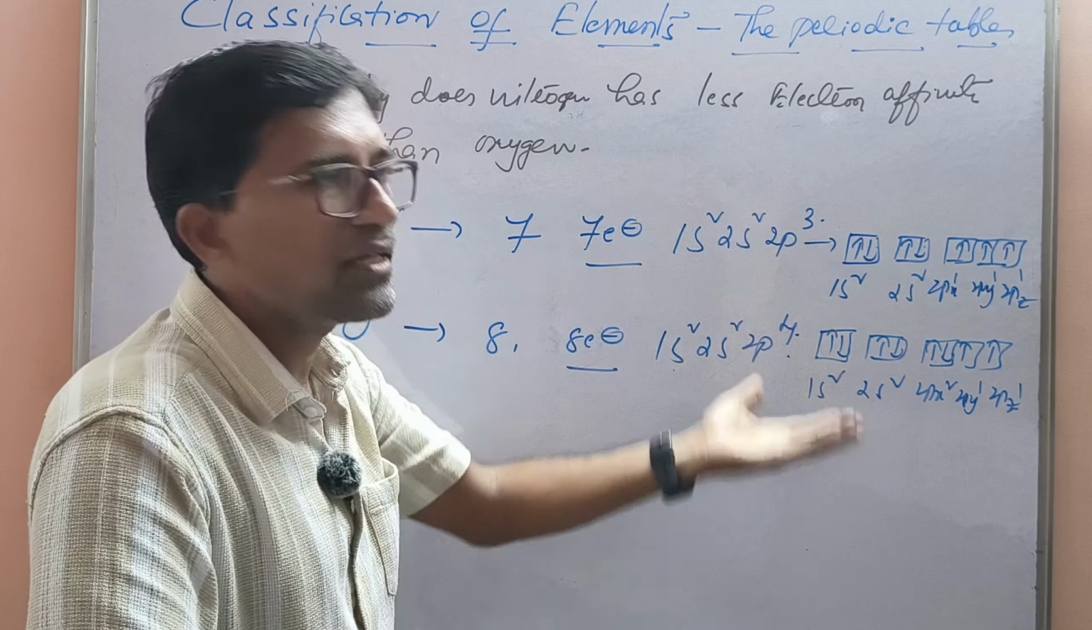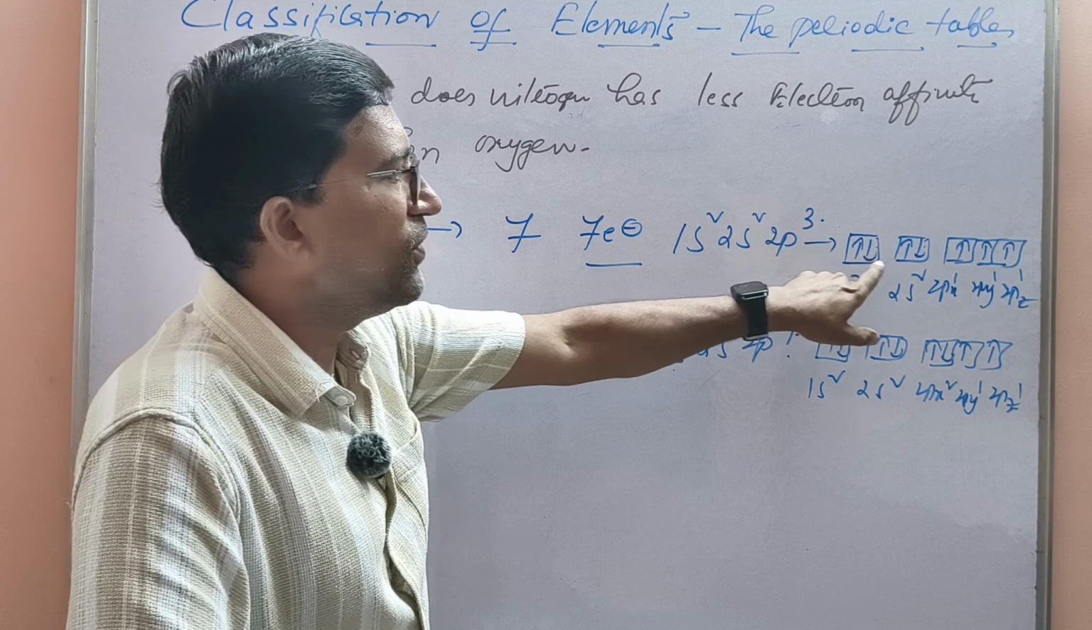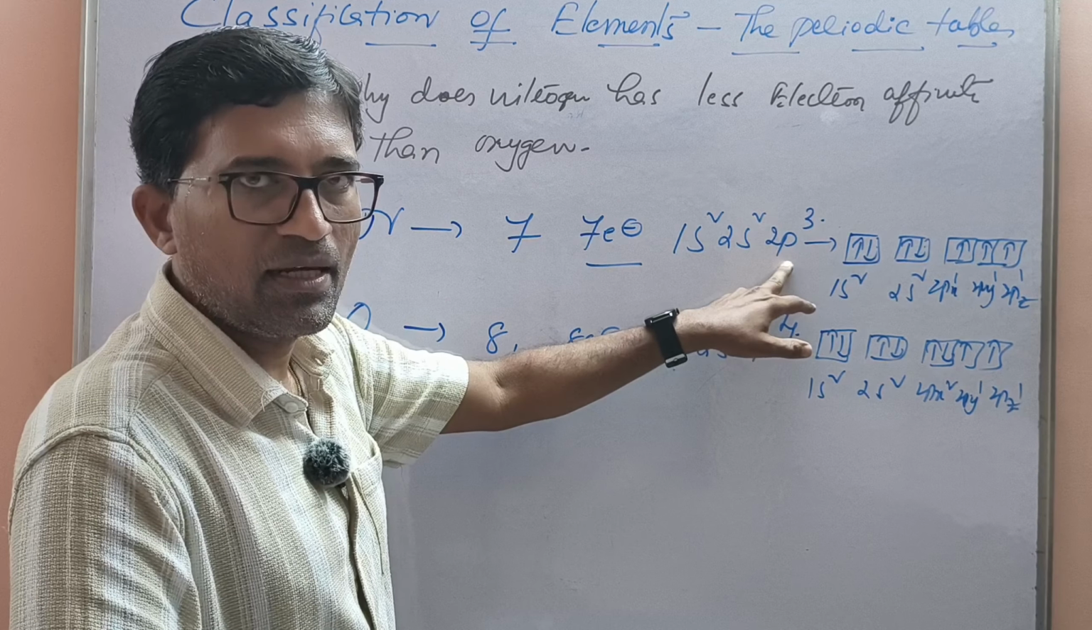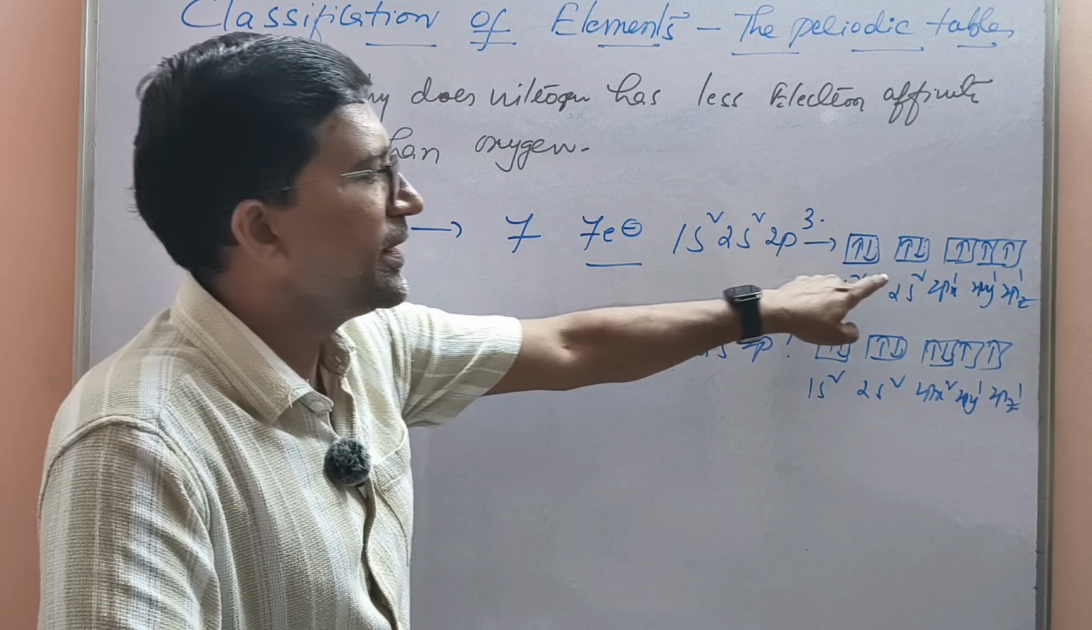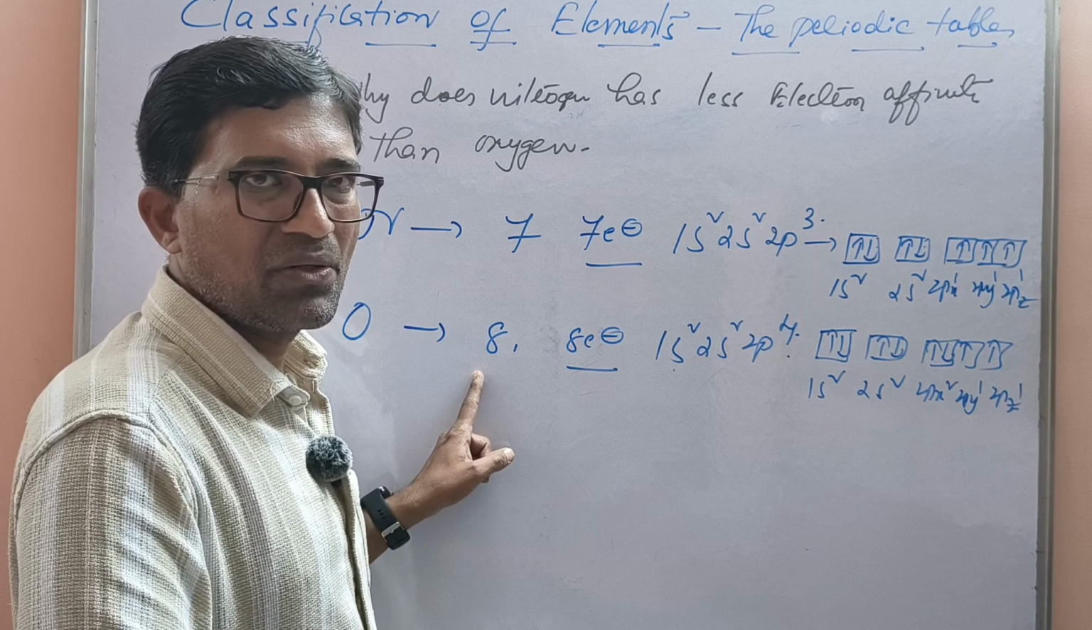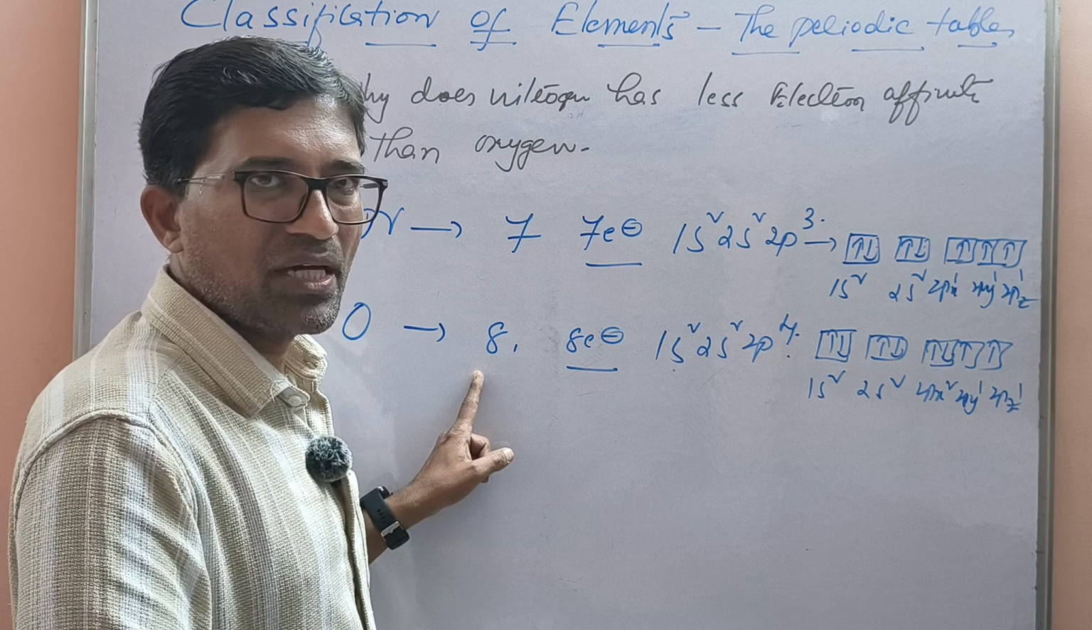So among nitrogen and oxygen, nitrogen has a half-filled p orbital, that is 2p3, while completely filled means 2p6 in the p orbital. It is more stable compared with oxygen. As it is more stable, its electron affinity value is lesser compared with oxygen. Oxygen has a higher electron affinity value.